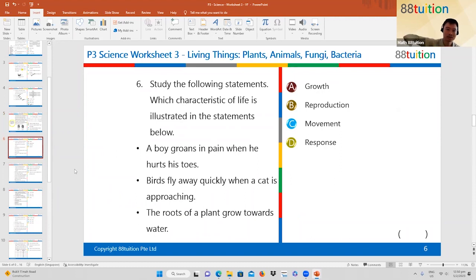Okay, study the following correct statements, all right? So which characteristic of life is illustrated in the statements here? Okay, this groan is to like shout in pain, okay, to groan. Groan is to shout, okay, to groan.